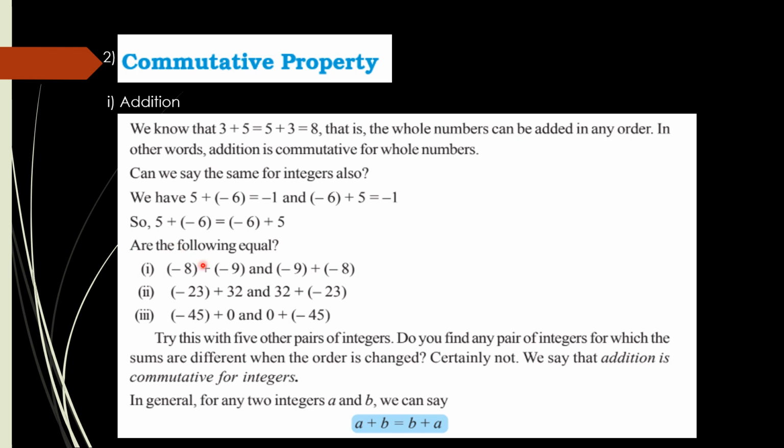Again we will check the next 3 sums already given. You can check, are the following equal? Minus 8 plus minus 9. What is minus 8 plus minus 9? Both are negative numbers. We can add 8 plus 9, that is 17. So the answer is minus 17. Again, minus 9 plus minus 8. Again, both are negative numbers, so we can add 9 plus 8, again 17, and the sign is minus. So here what is the answer? Both answers are minus 17. Both answers are the same.